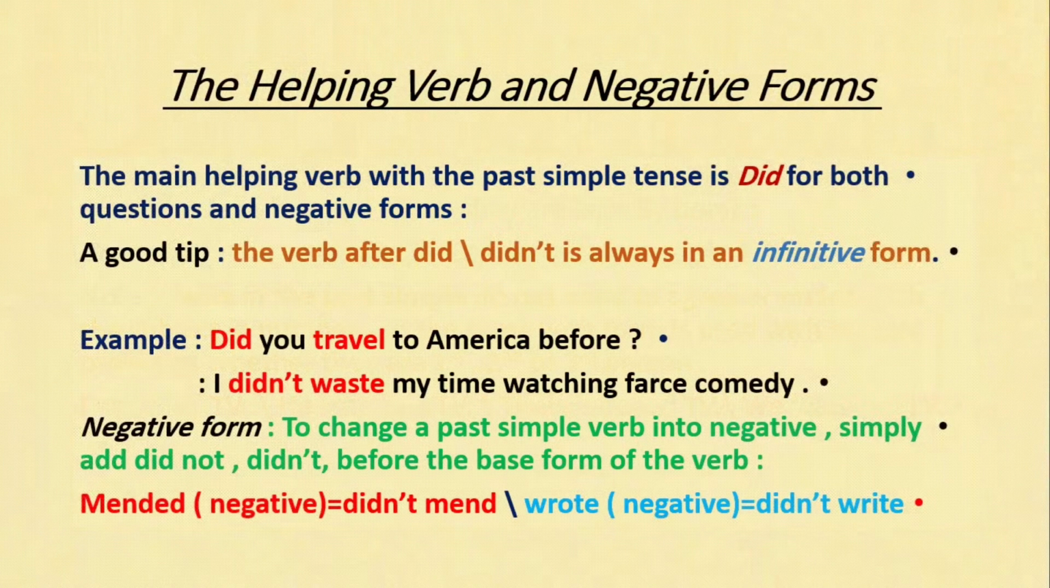Now we are to move to a new idea about the past simple. What is the helping verb here, and how can we change a verb in the past into a negative form? We have only one main helping verb, that's the verb to do. The verb to do in the past simple, second form, is did. It is used mainly in questions. It is used in negative. It is used to emphasize an idea also in the past.